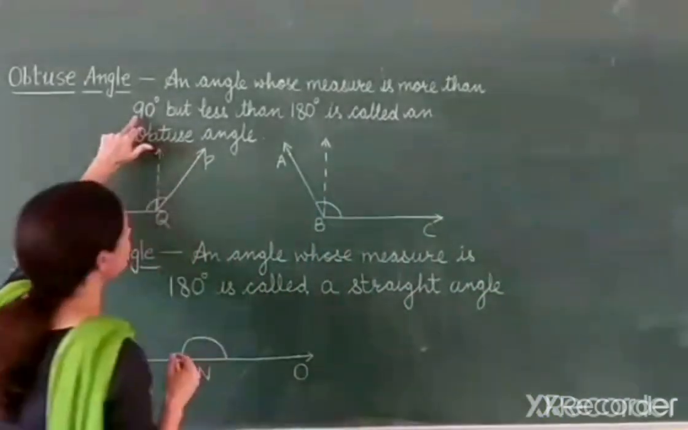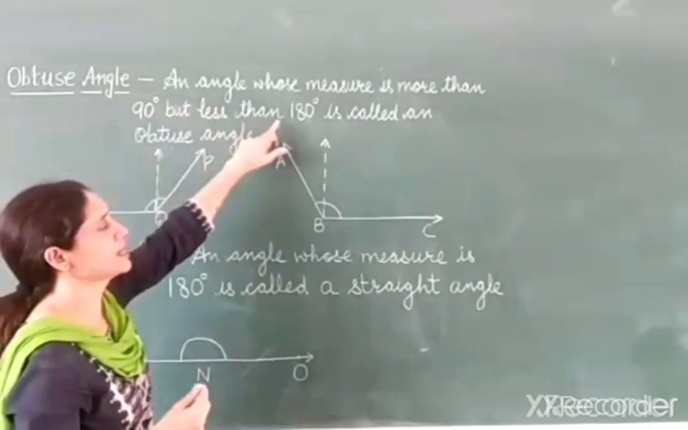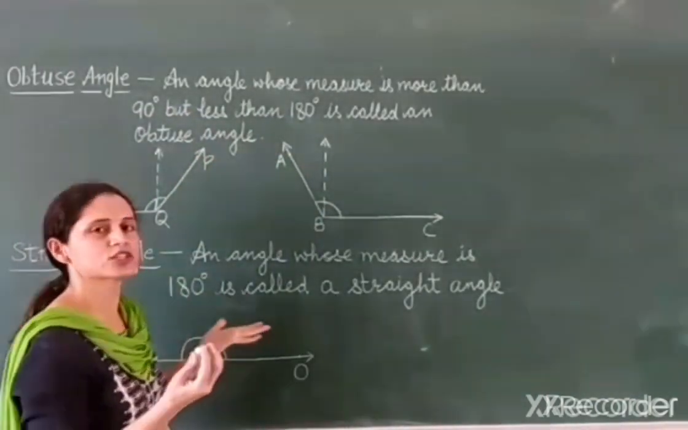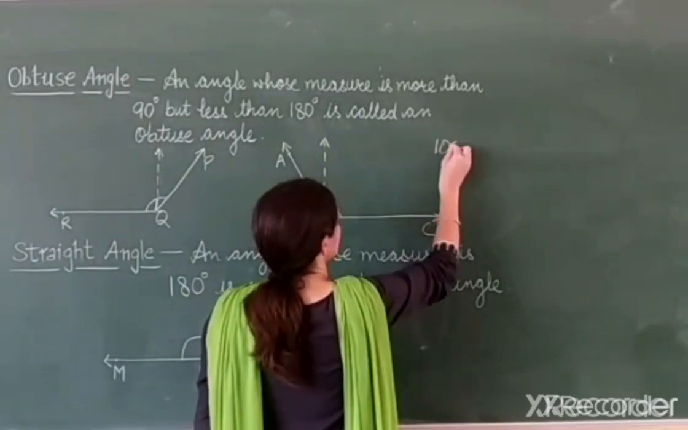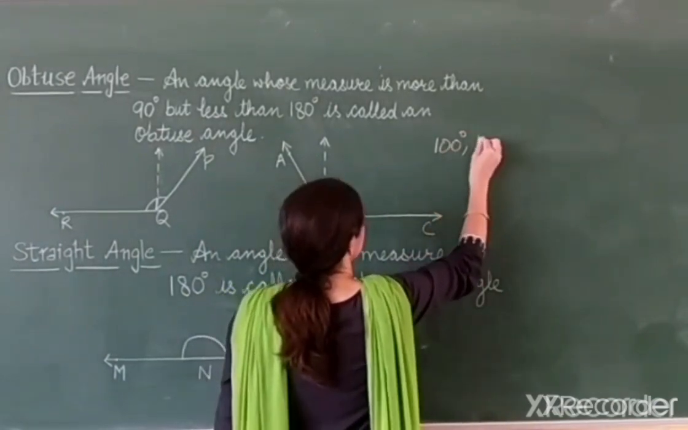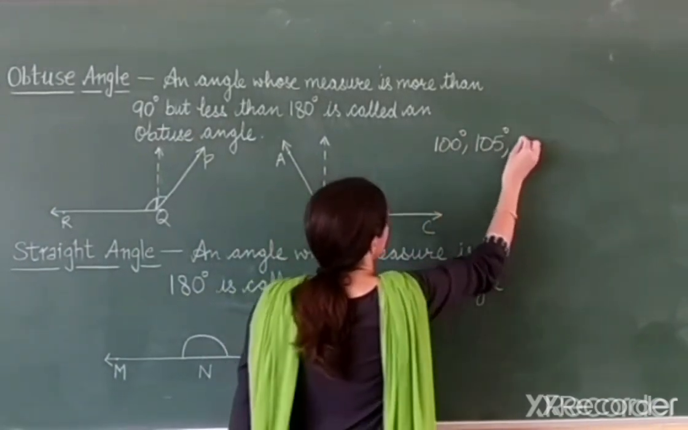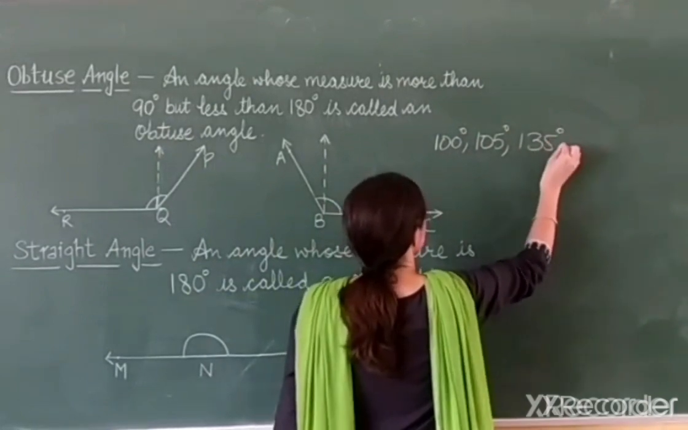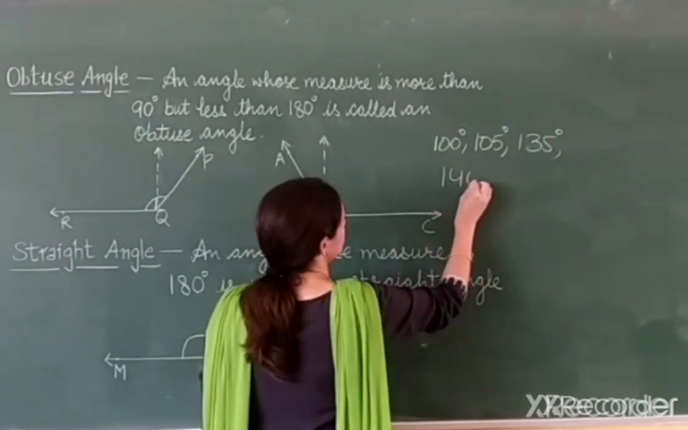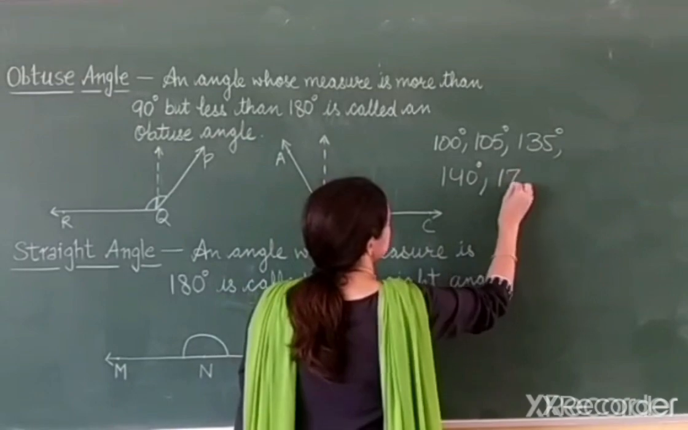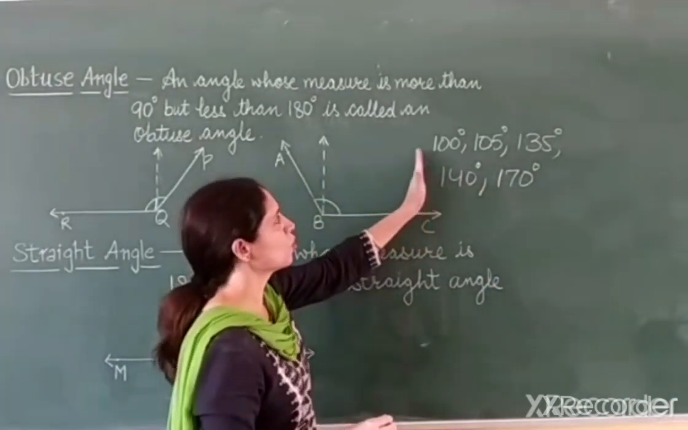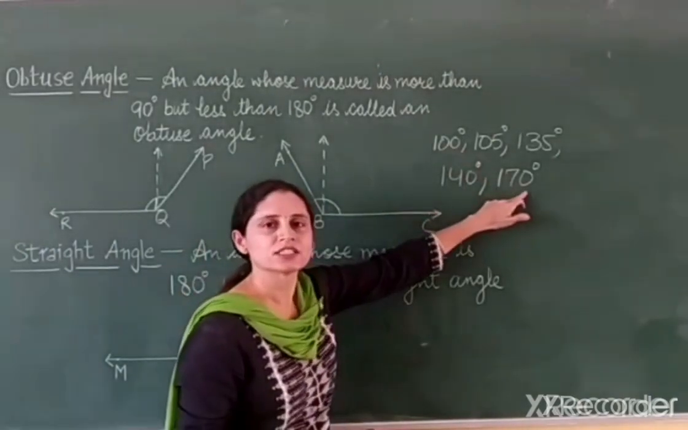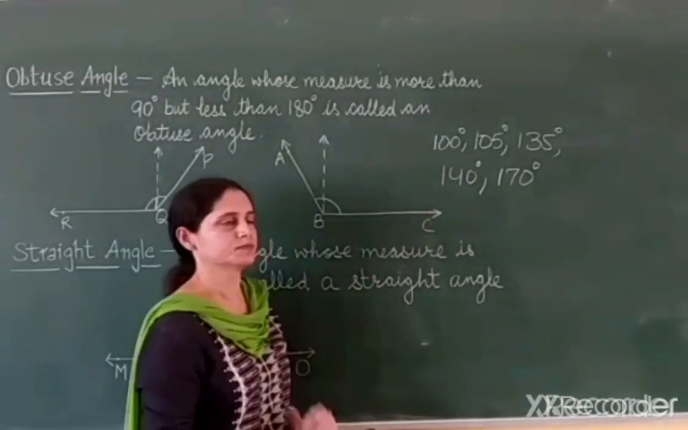Because it is more than 90 degree but less than 180 degree, there are so many examples. It can be 100 degree, 105 degree, 135 degree, 140 degree, 170 degree and so on. It should be more than 90 degree but less than 180 degree.